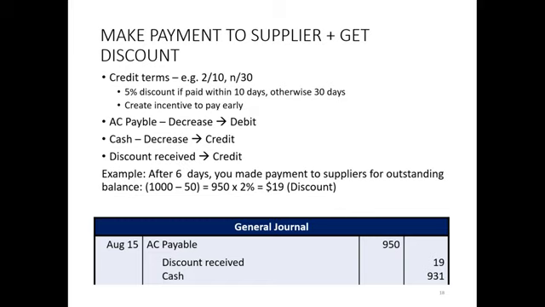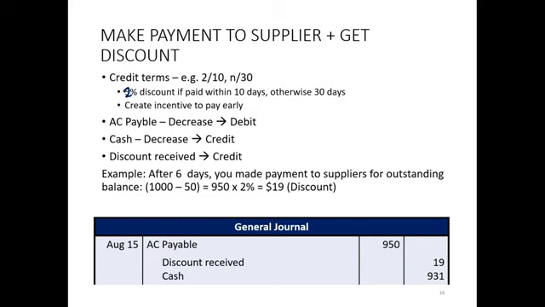They give you terms 2/10, n/30, meaning a 2% discount if paid within 10 days, otherwise the full amount is due in 30 days. So if you make payment within 10 days, they're going to give you a 2% discount. So what are the effects of this transaction?